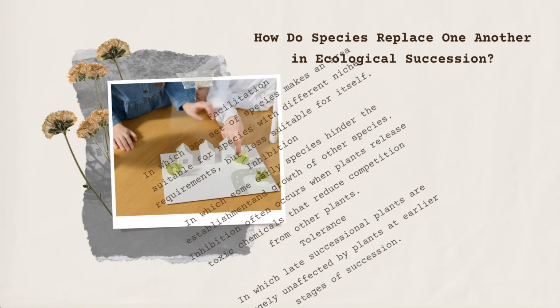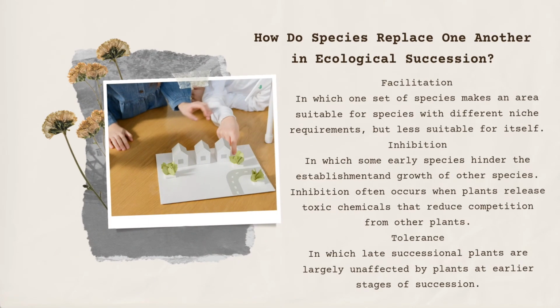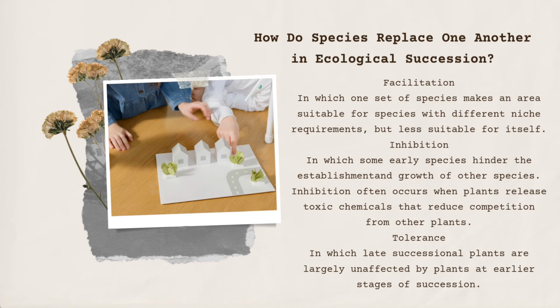The next slide is: how do species replace one another in ecological succession? The answer is facilitation, in which one set of species makes an area suitable for species with different requirements, but less suitable for itself. Inhibition, in which some early species hinder the growth of other species. Inhibition often occurs when plants release toxic chemicals that reduce competition from other plants. Tolerance, in which late successional plants are unaffected by plants at an earlier stage of succession.